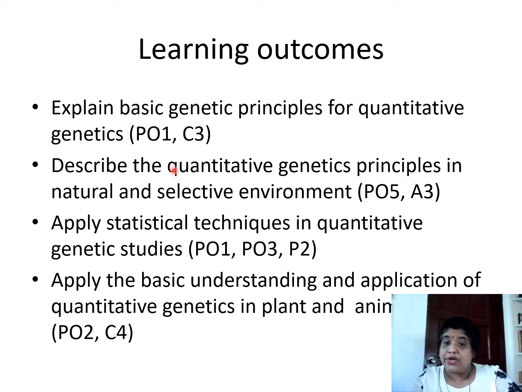Second, describe the quantitative genetics principle in natural and selective environment. And therefore, in the third learning outcome, you should be able to apply statistical techniques in quantitative genetic studies. And finally, the fourth one, apply the basic understanding and application of quantitative genetics in plant and animal studies.